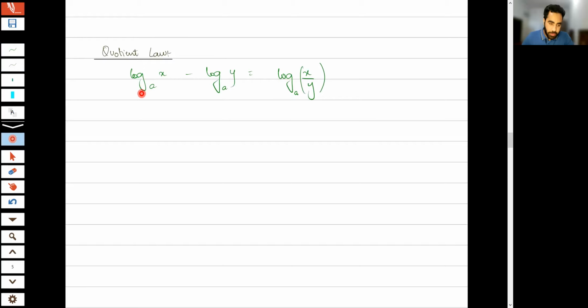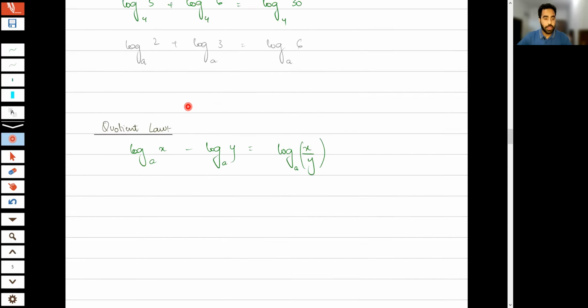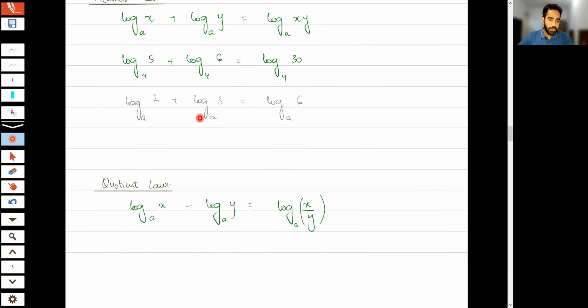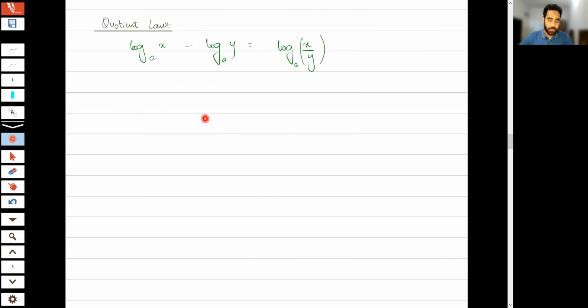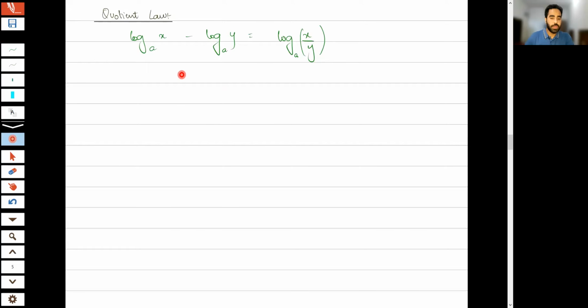One thing that you need to remember is that if your bases are the same, only then you can apply both of these laws. Otherwise, you cannot apply any of these laws. If the bases are not the same, you cannot apply these laws. Remember that. It can work in both ways. You can either go from this to this direction or from this direction to this direction.